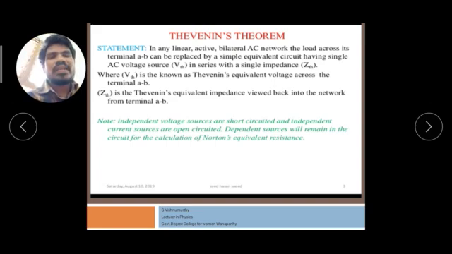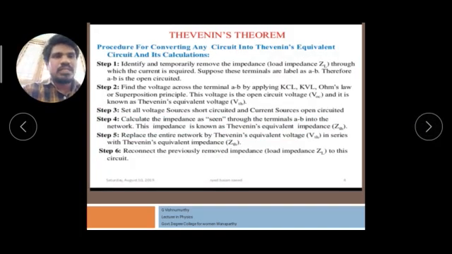Here VTH is known as the Thevenin equivalent voltage across the terminal AB, and ZTH is the Thevenin equivalent impedance viewed back into the network from terminal AB. Note, independent voltage sources are short circuited and independent current sources are open circuited. Dependent sources will remain in the circuit for the calculation of the equivalent resistance. So this is the network theorem statement, and next are the steps involved in the Thevenin theorem.